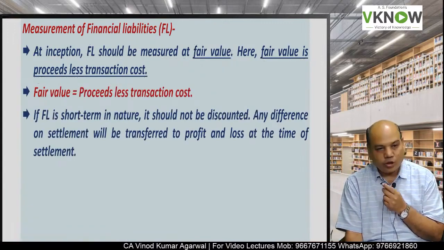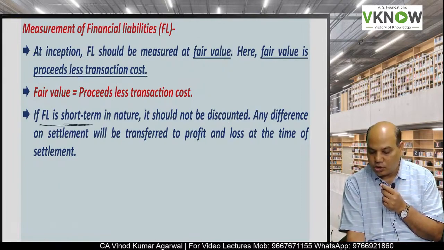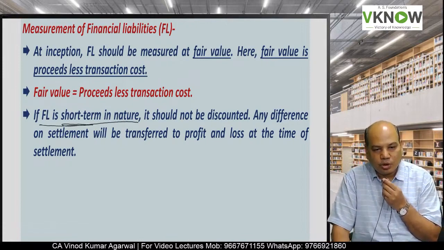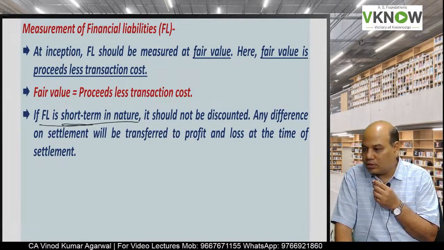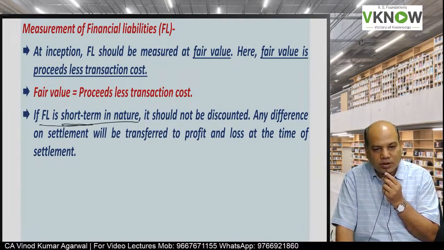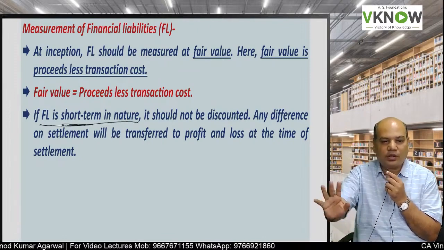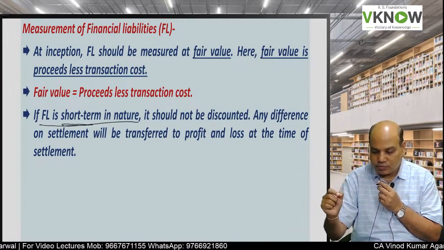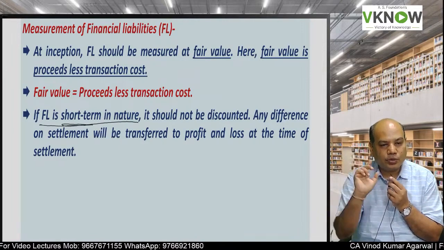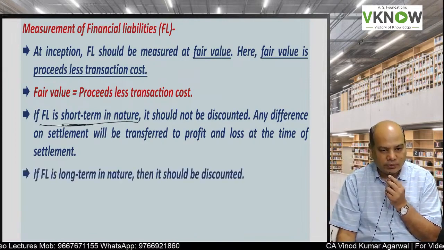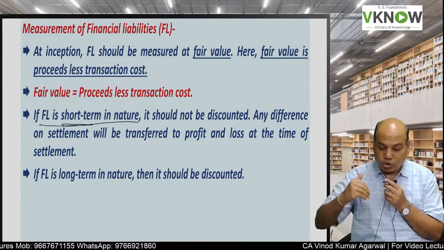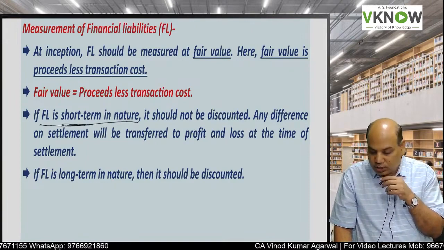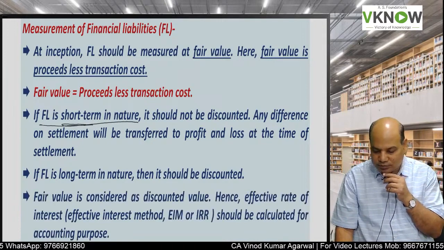Now next, some important points to be kept in mind. If the financial liability is short term in nature, so usually your creditors, bills payable, short term borrowing which is below 1 year, then these are not discounted. No discounting, no complicated accounting required. Simply the difference between the settlement amount and the book value will be transferred to P&L account at the time of settlement. But if the financial liability is long term in nature, that is the amount will be paid after 12 months, then it should be discounted.